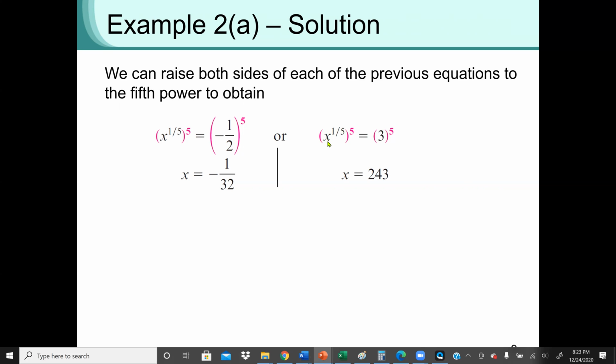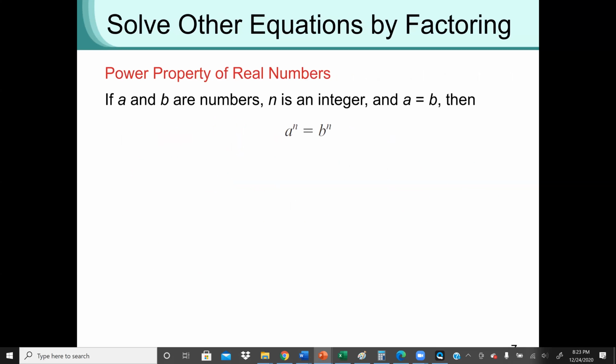For the second answer, we have x to the power 1/5 equal to 3. So we multiply both sides of the expression by 5, and 3 to the power 5 will give me 243. Again, the example we are doing here is based on this rule, the power property of real numbers.